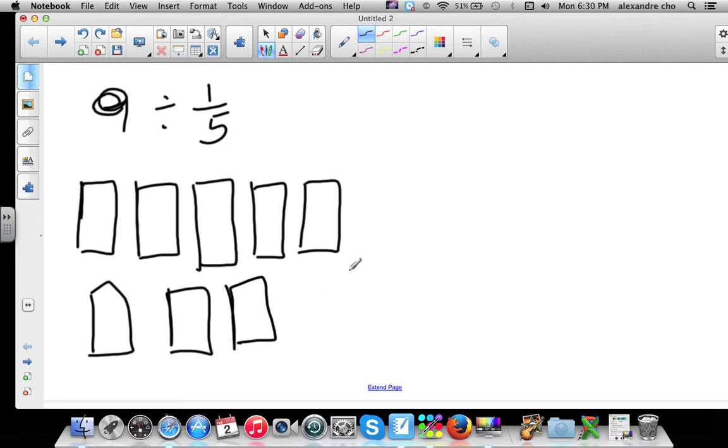4, 5, 6, 7, 8, and hopefully your drawing is better than mine. So we have nine complete chocolate boards, okay? And we're gonna cut them into fifths.